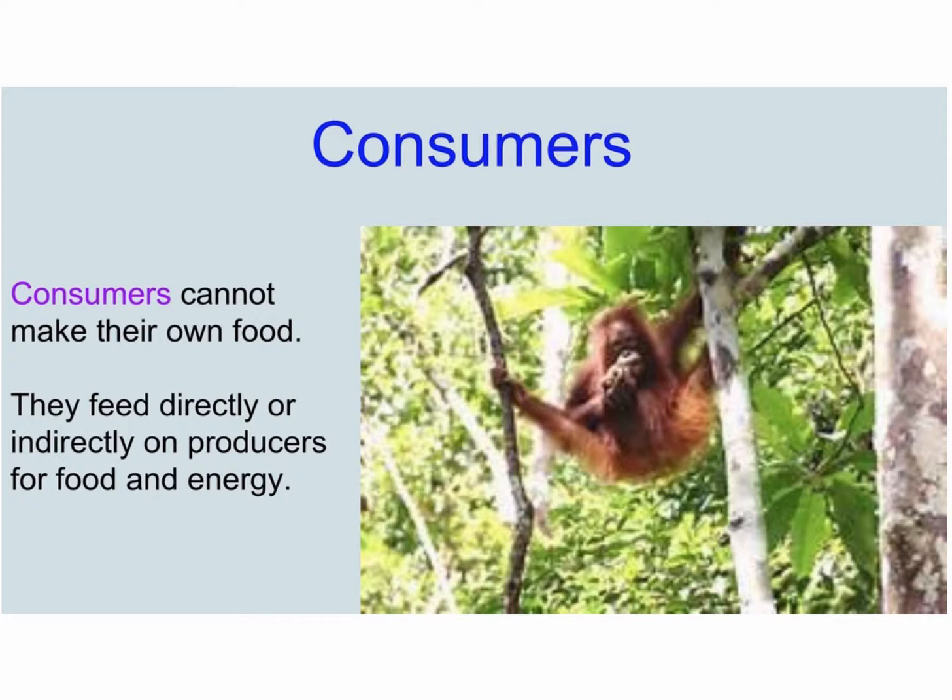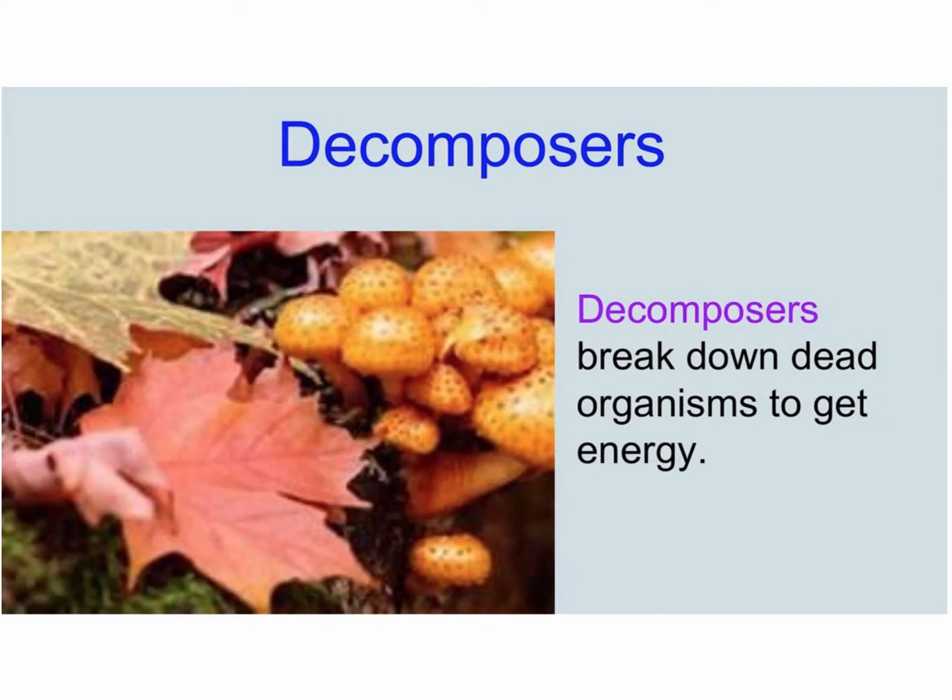The next category is consumers. Consumers can't make their own food, so they have to eat other organisms. They feed directly on producers or other consumers. Consumers eat.